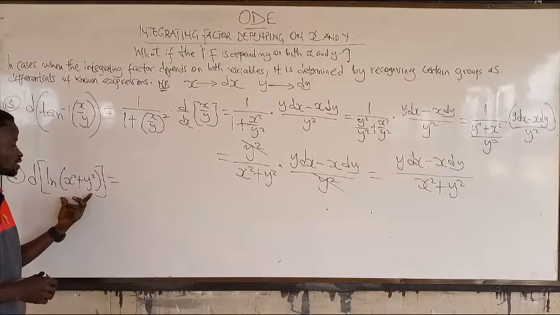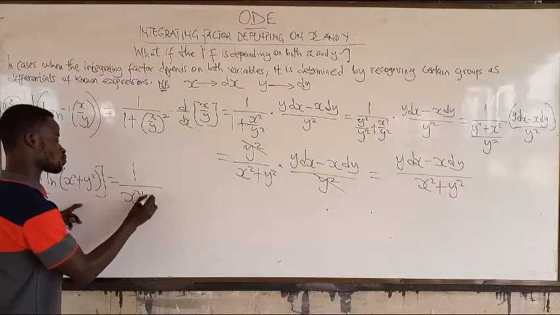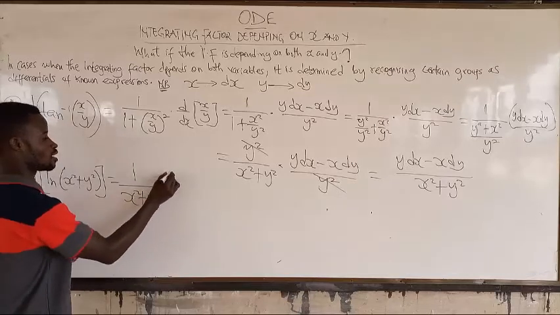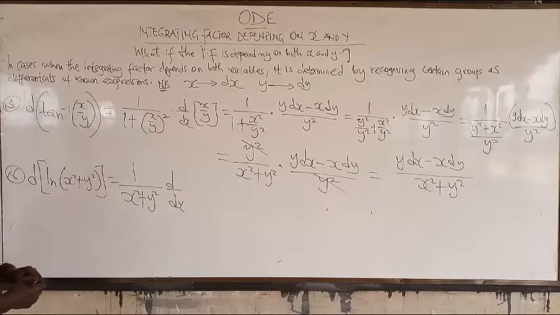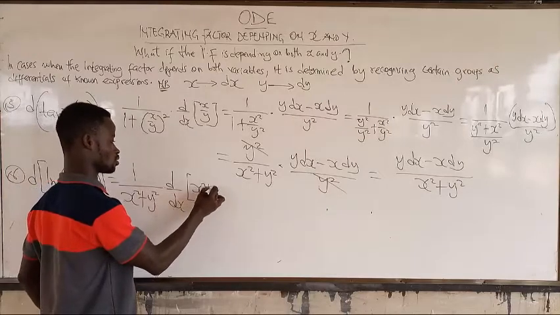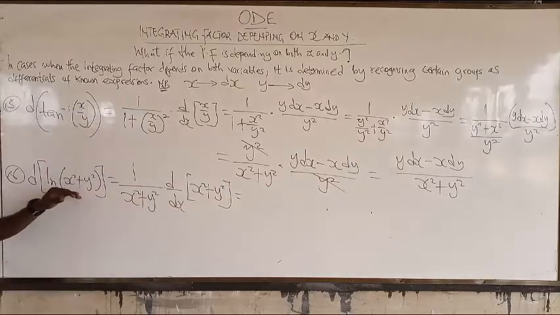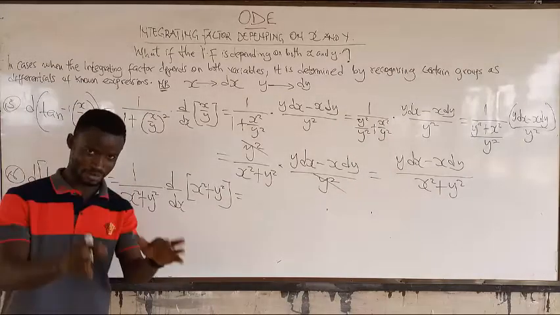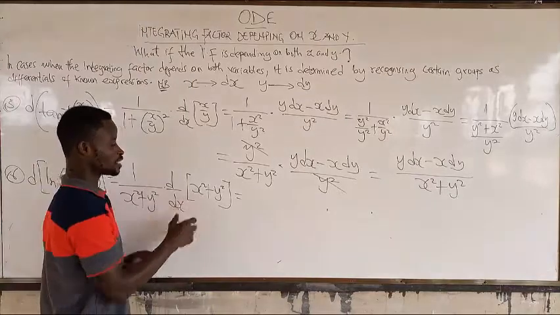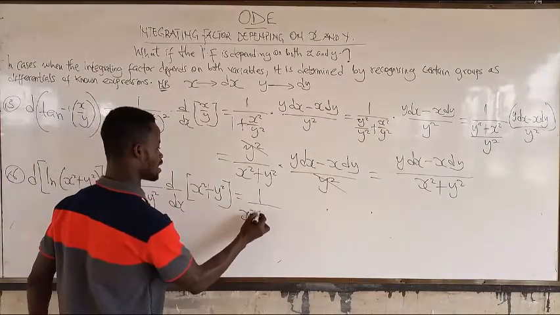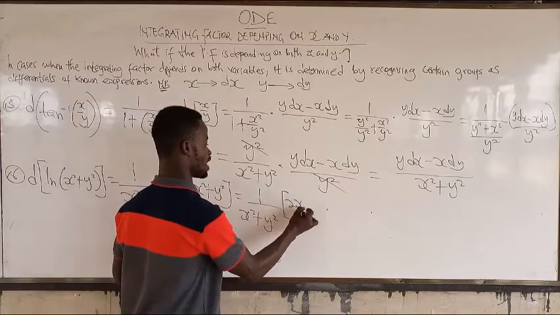Now how to take the derivative of this: 1 over x squared plus y squared. The derivative of the inside. So you can see where the derivative of this is coming from. You don't worry. Differentiate this. Now, this is going to be x squared plus y squared. But differentiate this, you get 2x.